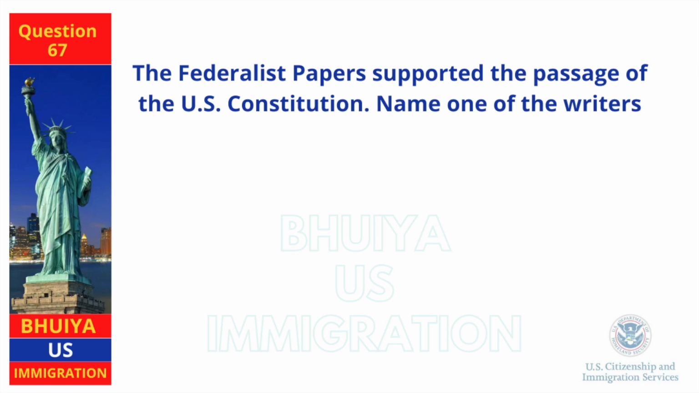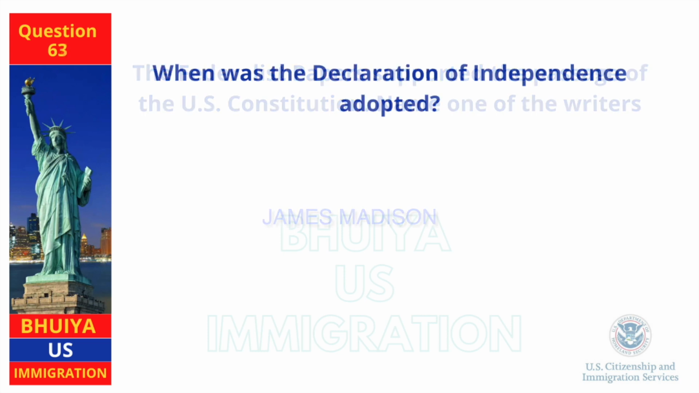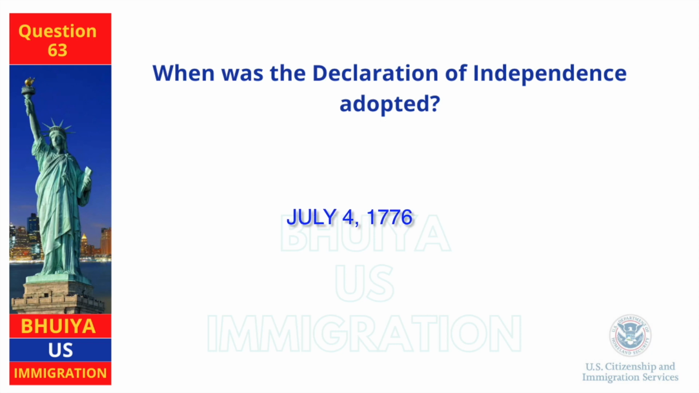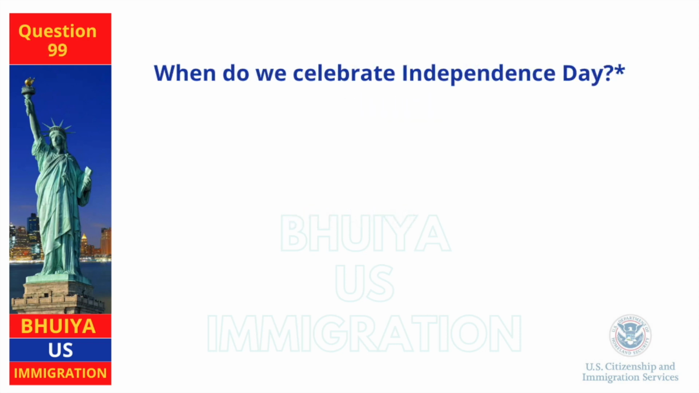The Federalist Papers supported the passage of the US Constitution. Name one of the writers. James Madison. When was the Declaration of Independence adopted? 1776. When do we celebrate Independence Day? July 4.